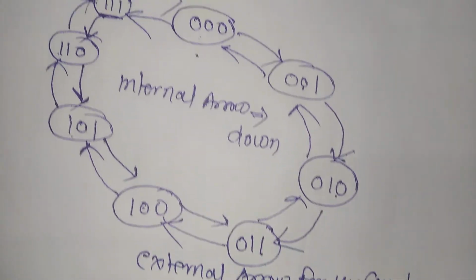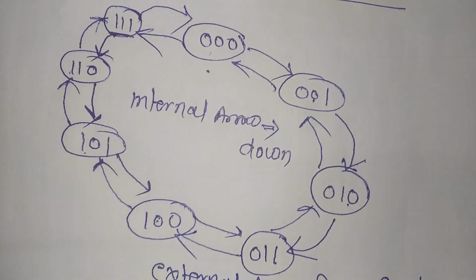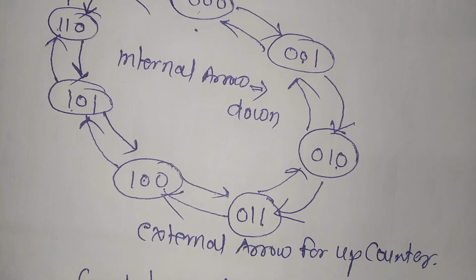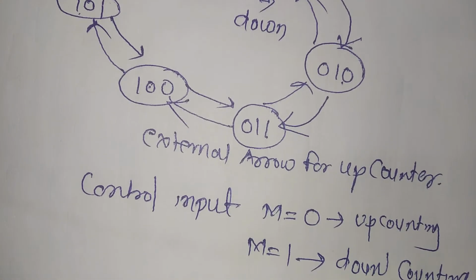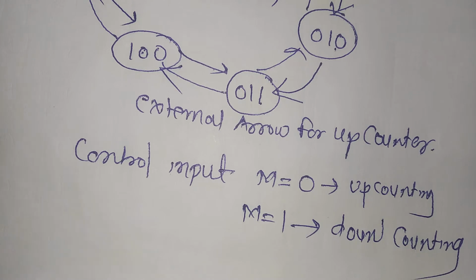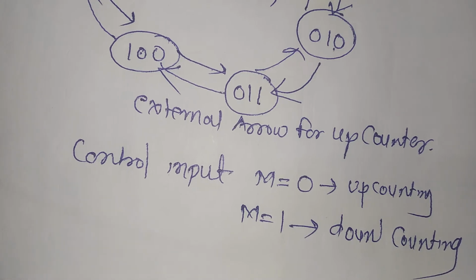Now, you can see these are the states of the up and down counter. The external arrow represents the up counter and the internal arrow represents the down counter. So, the control input we have taken, that is M equal to 0 for up counting and M equal to 1 for down counting. Now, let us see how to design this type of counter.